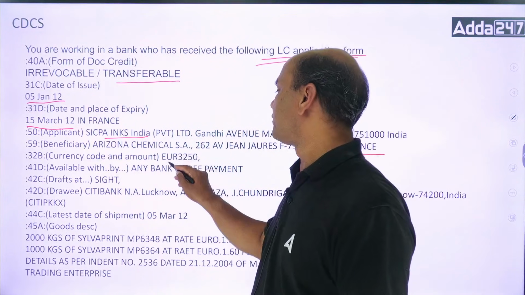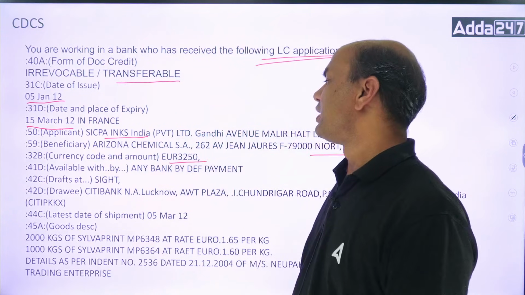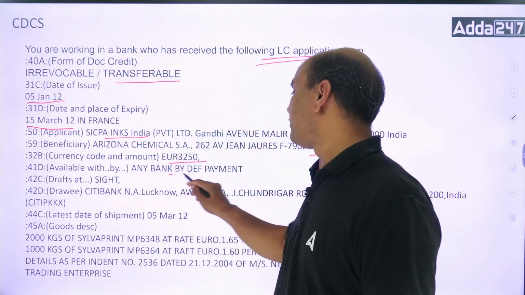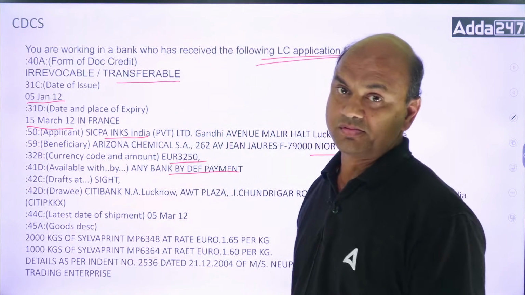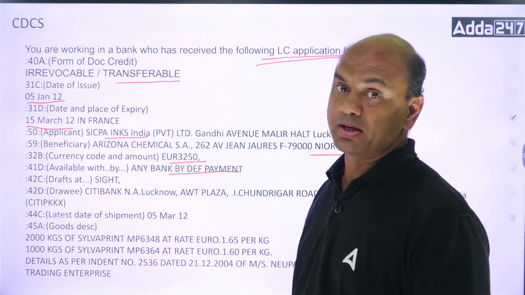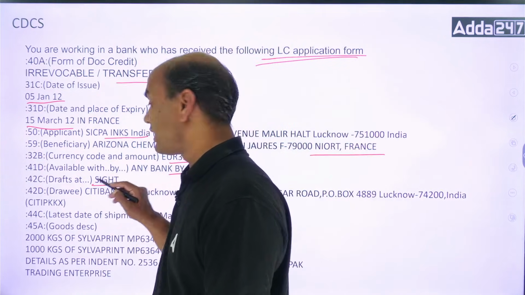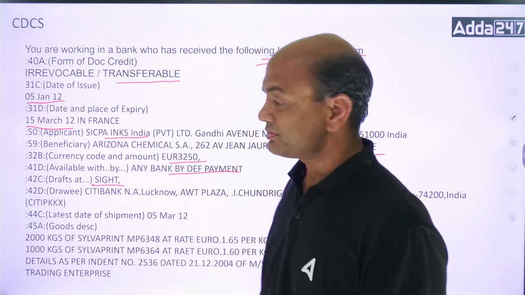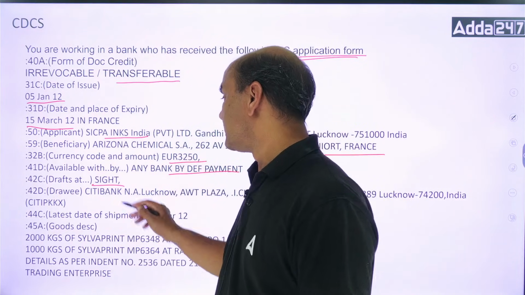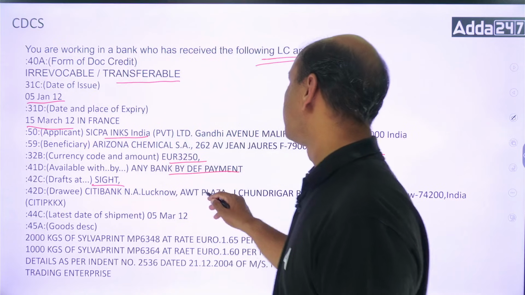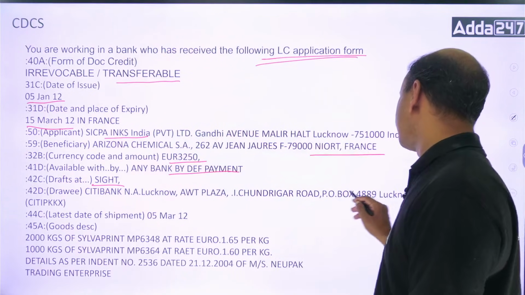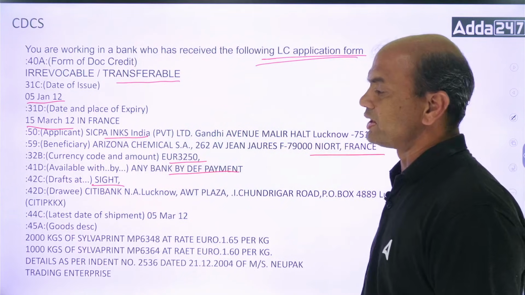Currency is 3250 euro. Available with any bank by deferred payment. Then drafts at sight. Drawee, Citibank, NA, Lucknow, Chandigarh, whatever the address. So the drawee is Citibank, NA.